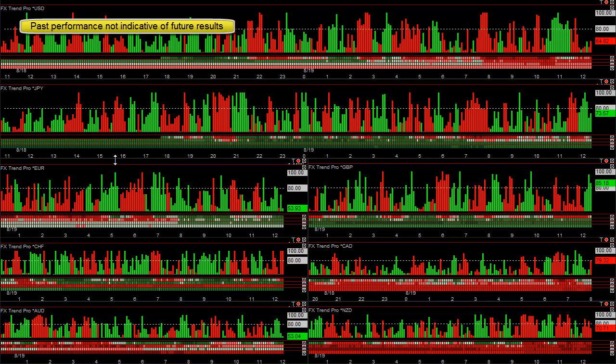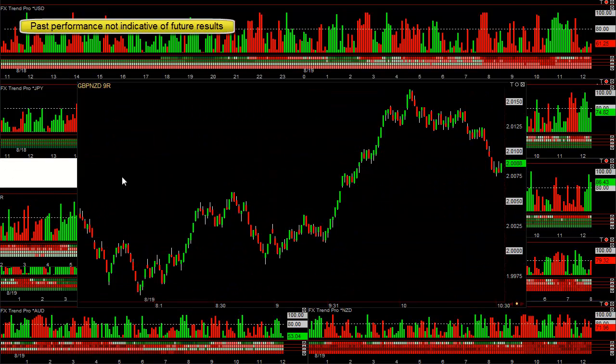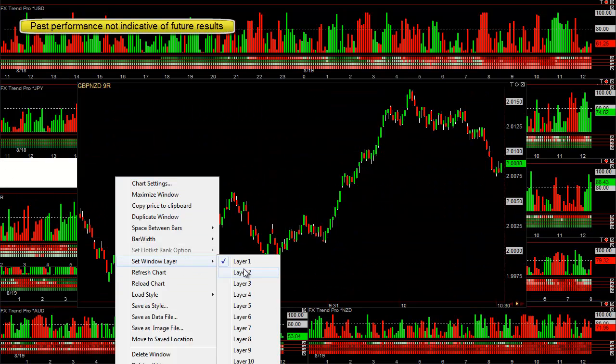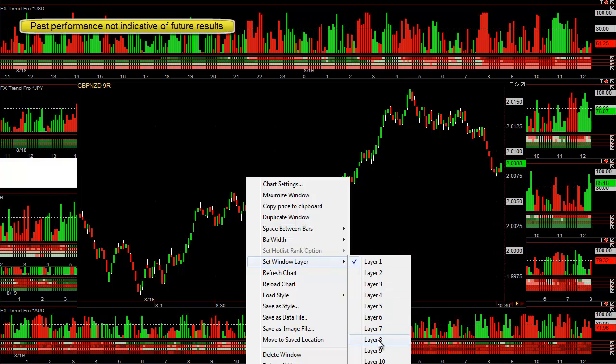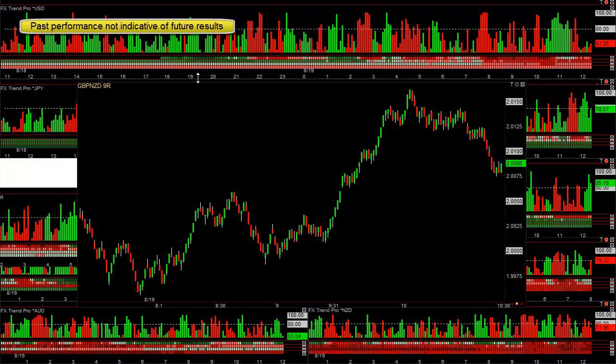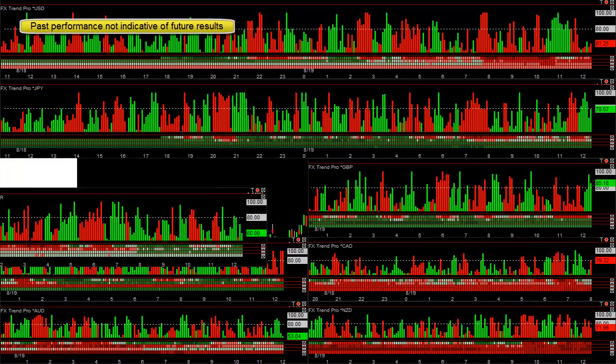I should have really put this on a different layer. Let me put this on layer 1 here. Oh, it is on layer 1. I'm going to showcase this currency on a 5-minute chart.